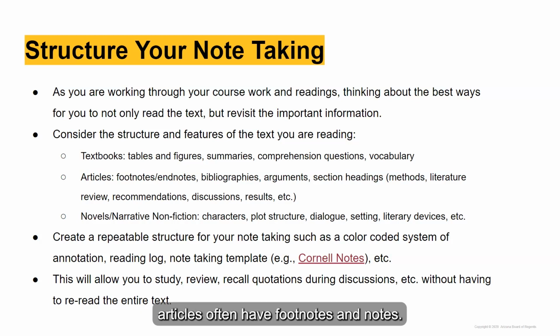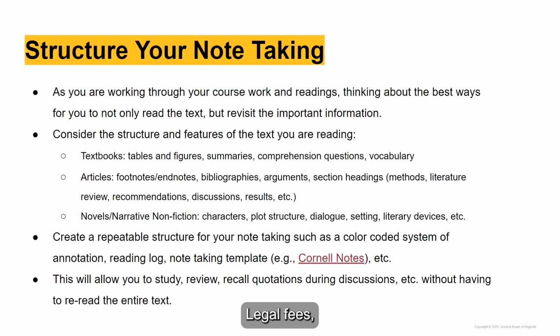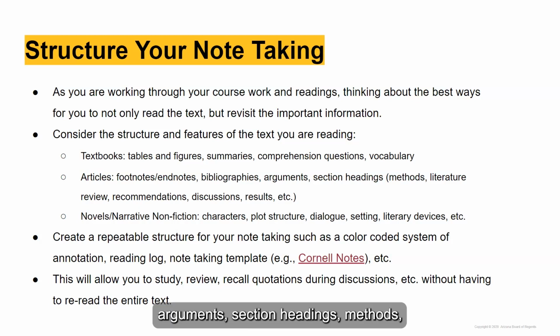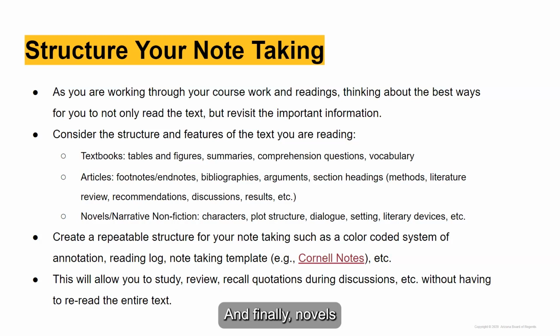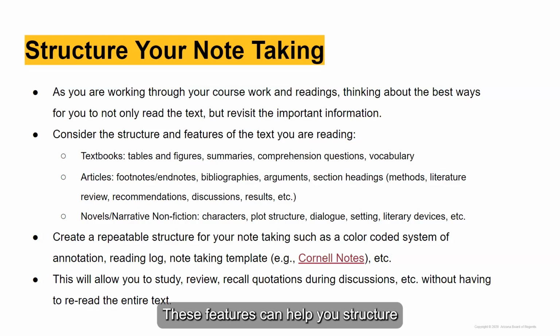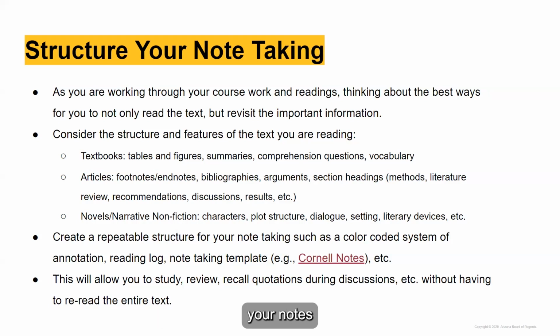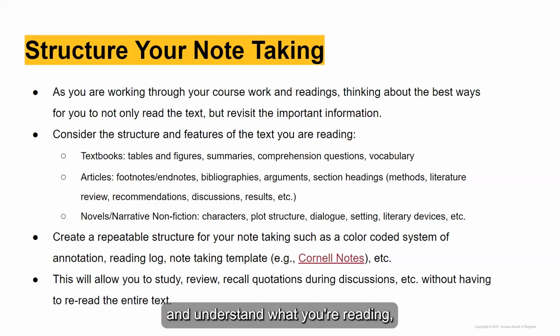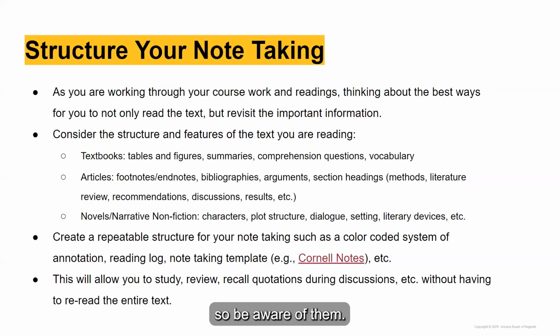Articles often have footnotes, endnotes, bibliographies, arguments, section headings like methods, literature review, recommendations, etc. And finally, novels or narrative nonfiction have characters, plot structure, dialogue, settings, literary devices, and others. These features can help you structure your notes and understand what you're reading, so be aware of them.